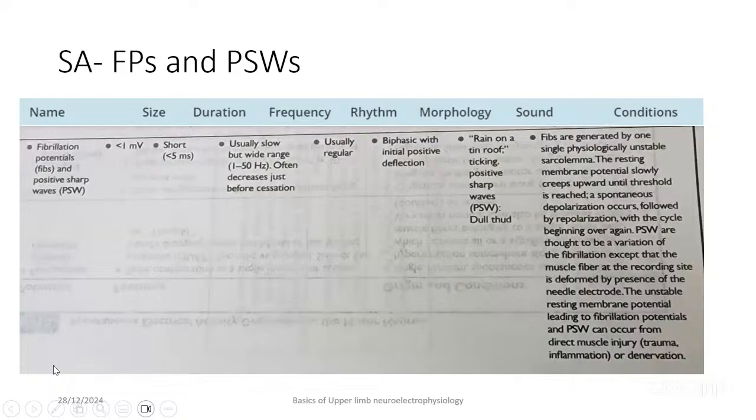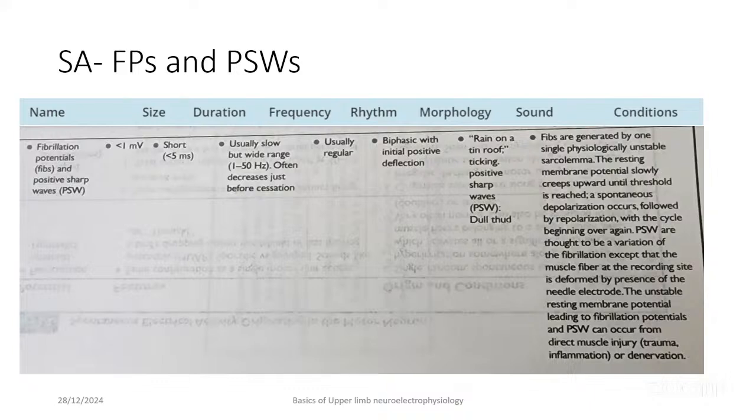And now you have to remember this and identify them definitely. Less than 1 millivolt, and their duration is less than 5 milliseconds. Usually slow but wide range, can be 1 to 50 hertz. Often decreases just before cessation. They are usually regular.